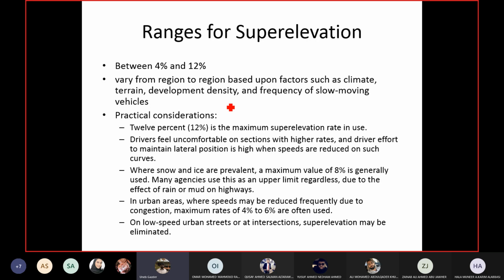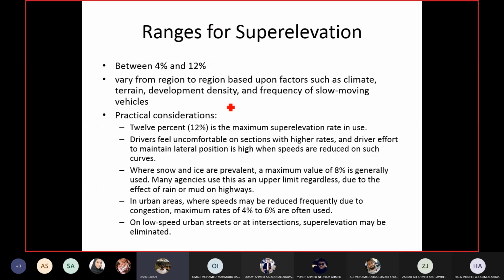If the terrain is level, try to provide the values in the lower range. Then development density. If the surrounding of the highway is crowded, congested, with too many buildings and houses, which is normally the case in urban areas, then the development density is high, which means you have less space. In less space, you may have to increase the super elevation to achieve the turning at the required speed.